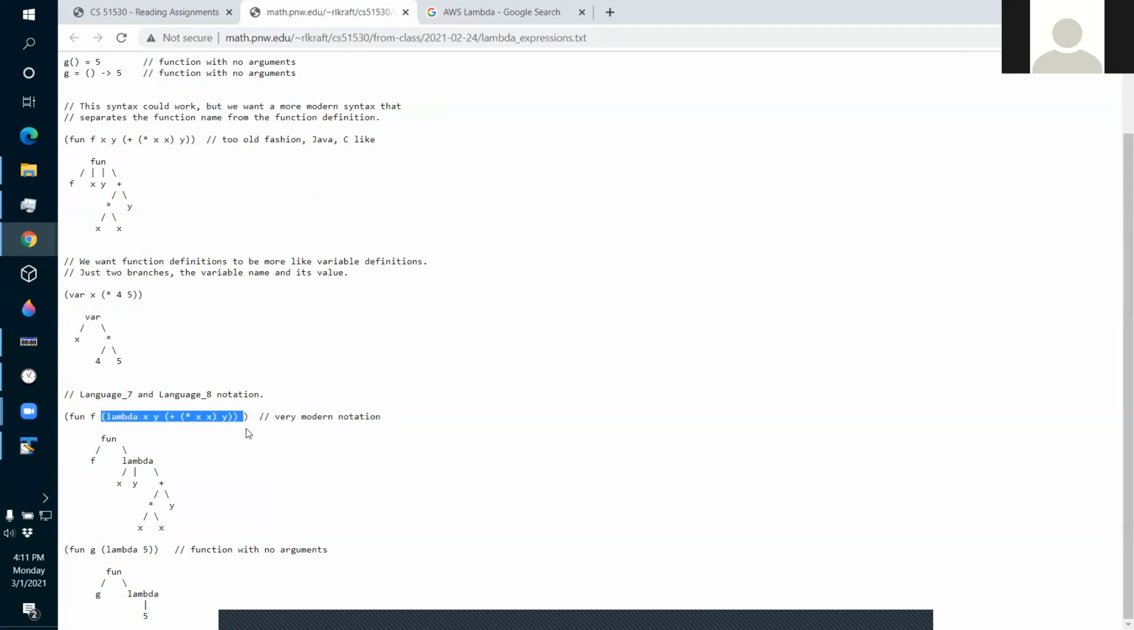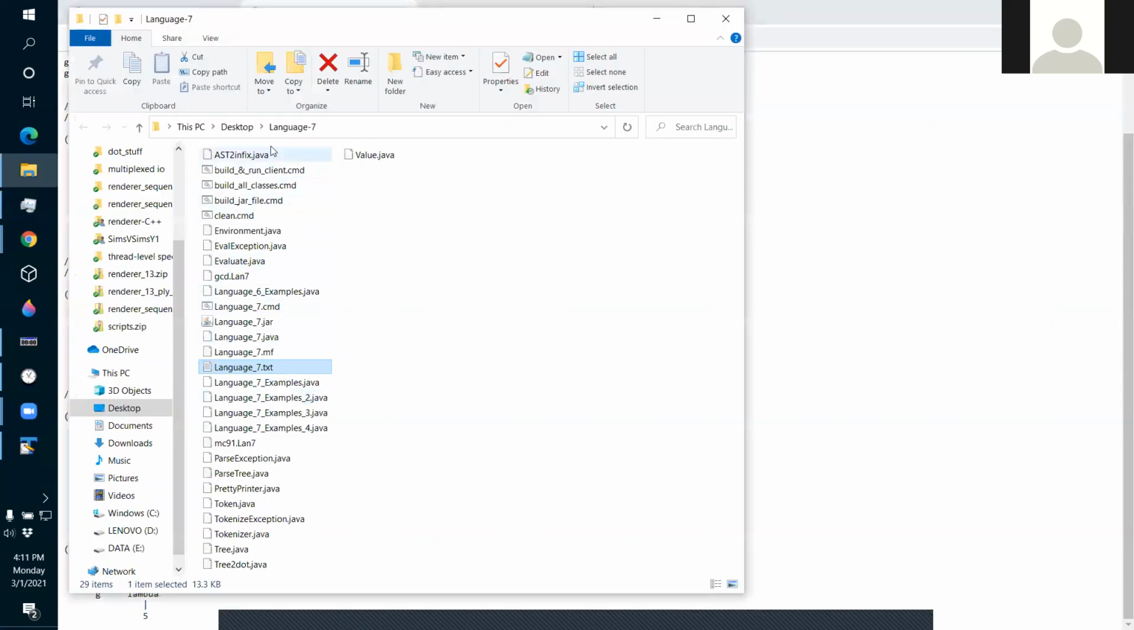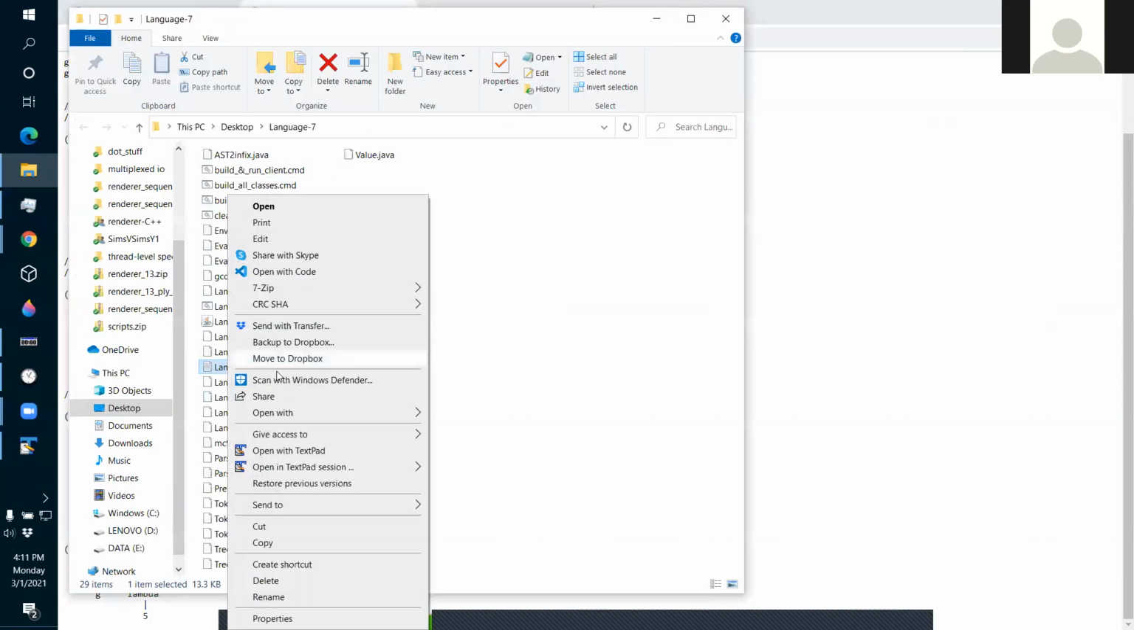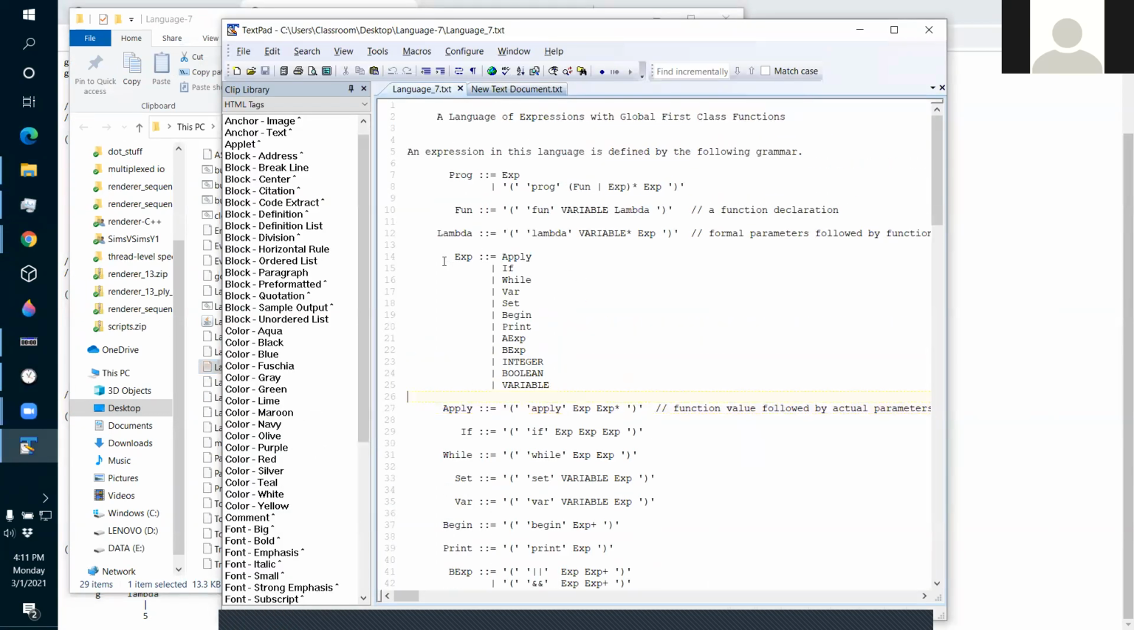As I mentioned, in the next language, language 8, these lambda expressions will get to live on their own. In language 7, they don't live on their own. They only live inside of the function declaration. So you declare a function as a name and a lambda, and then the lambdas are what actually gets stored inside of the environment. They're the values, but you can't declare them by themselves. You can't just define a lambda expression. In language 8, you'll be able to define a lambda expression by itself.